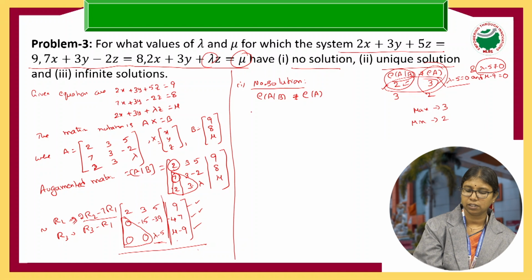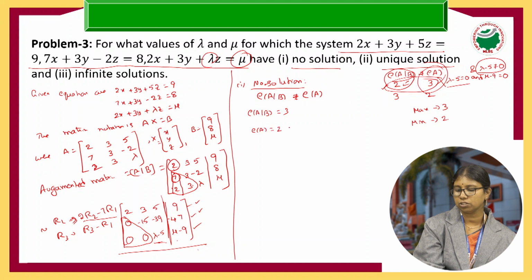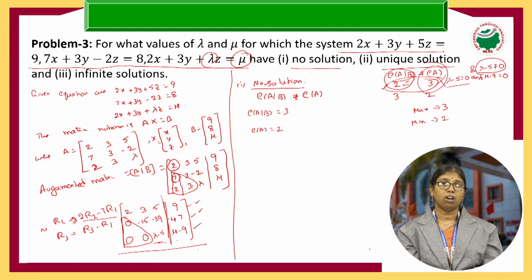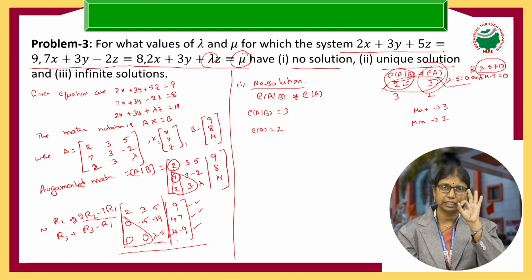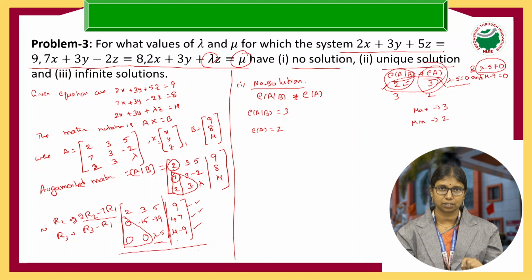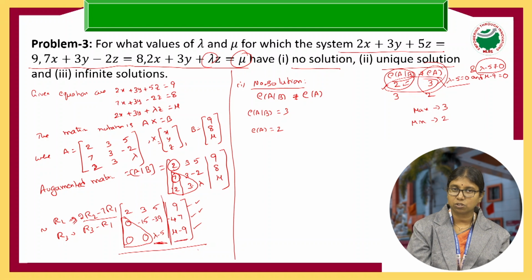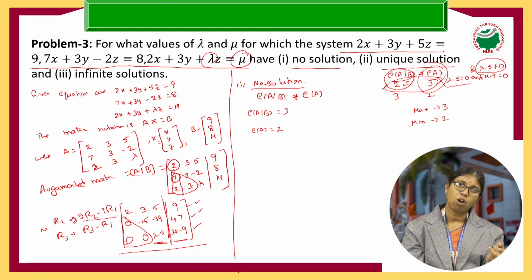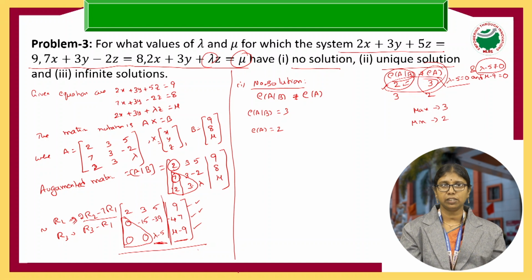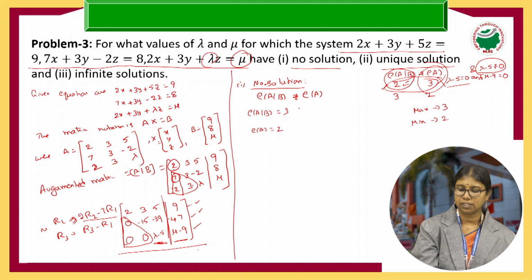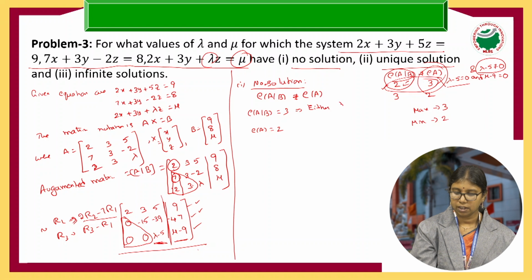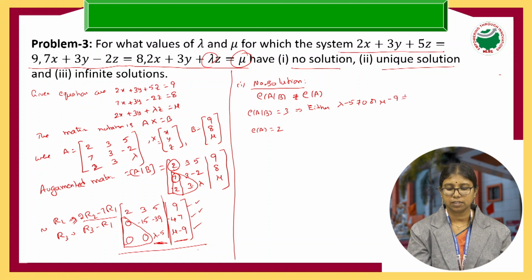Now see the another possibility. If you are taking rank of A given B as 3 and rank of A as 2. So rank of A given B is 3. Augmented matrix rank is 3 means we need 3 non-zero rows for the augmented matrix. When you will get 3 non-zero rows, in the third row, if any one of these two values is non-zero, either lambda minus 5 or mu minus 9 is non-zero, then you will get rank of A given B as 3. That means here the condition is either lambda minus 5 is not equal to 0 or mu minus 9 is not equal to 0.